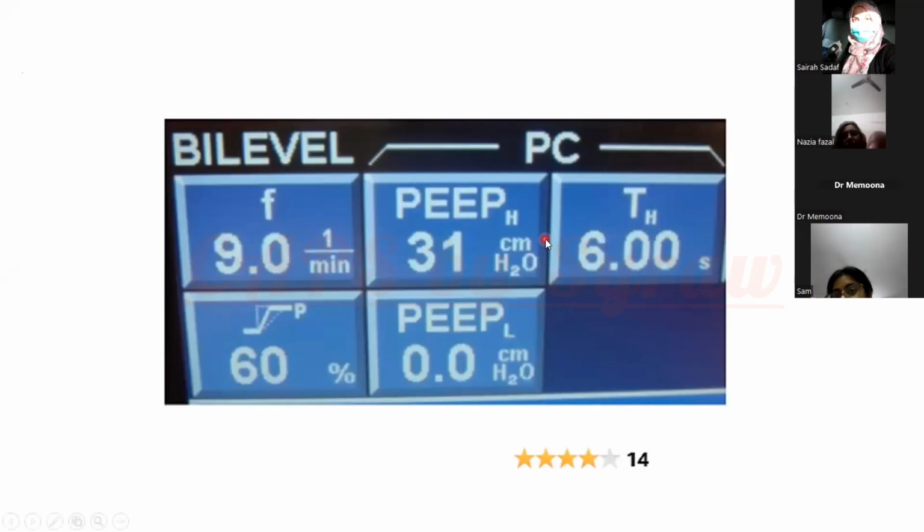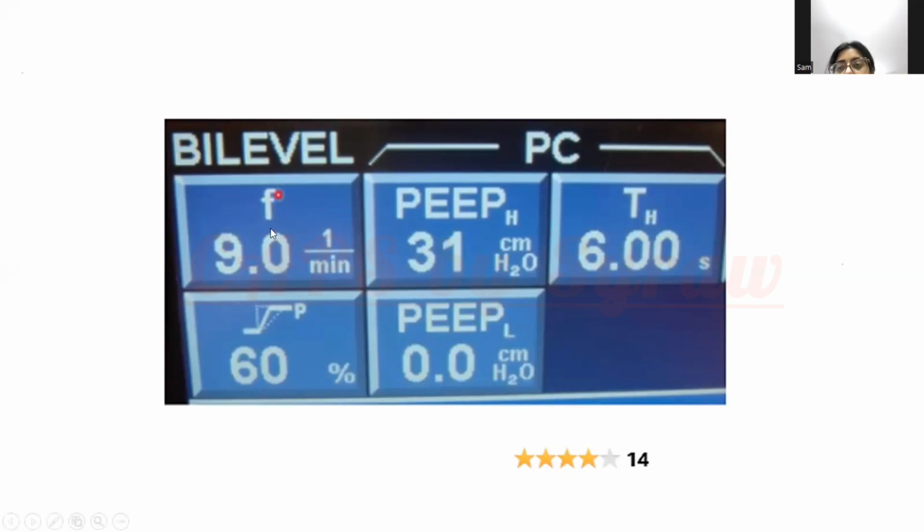Here you could see that we can set a respiratory rate. F stands for frequency or respiratory rate. It's the same thing. So here it is 9 breaths per minute. Then we will set a PEEP high and a PEEP low level. This is similar to the higher pressure level and the lower pressure level. And then we will set either high time or low time. So here it is set that the high time denotes the inspiratory phase and low time denotes the expiratory phase.